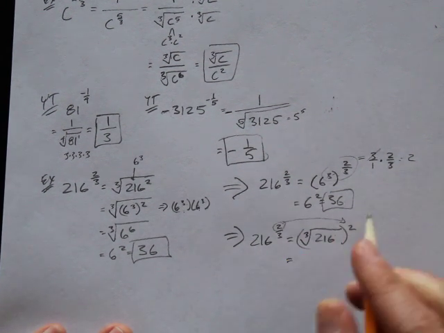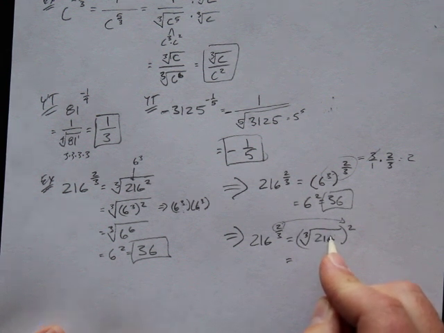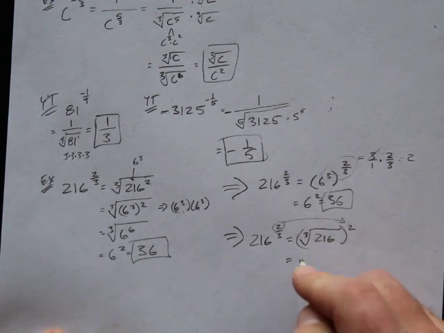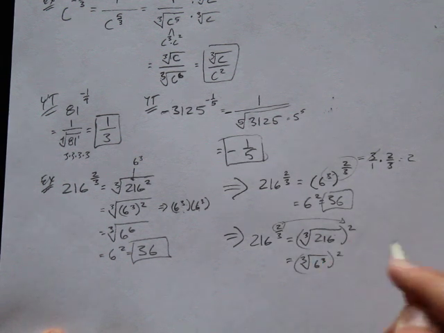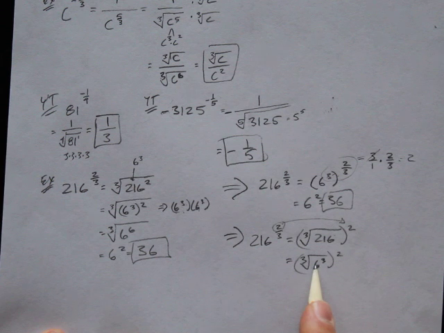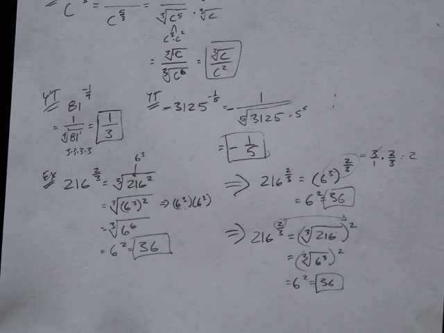And so you can see 216 is 6 cubed. So I've got the cube root of 6 cubed squared. The cube root of 6 cubed is 6. 6 squared is 36. Whew, look at all those.